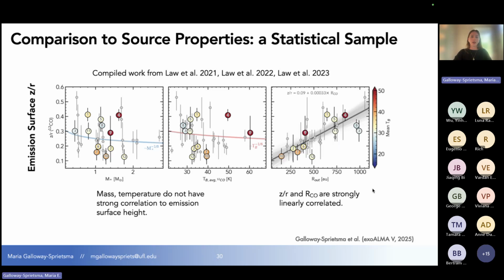However, when we plot Z over R versus the outer radius, the outer CO radius, we see this really strong linear correlation, which has been seen in these previous works listed here. And this may be driven by disk flaring, and it could also have something to do with the disk being puffed up. So larger disks may be more puffed up than smaller disks.